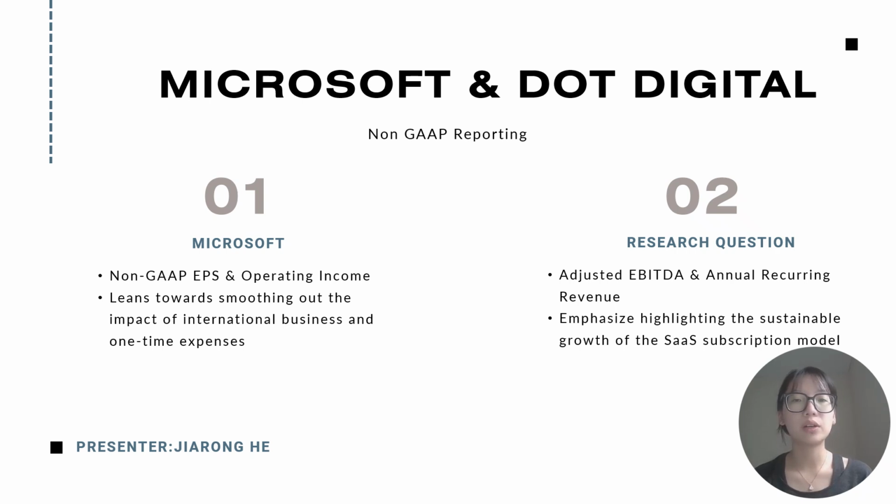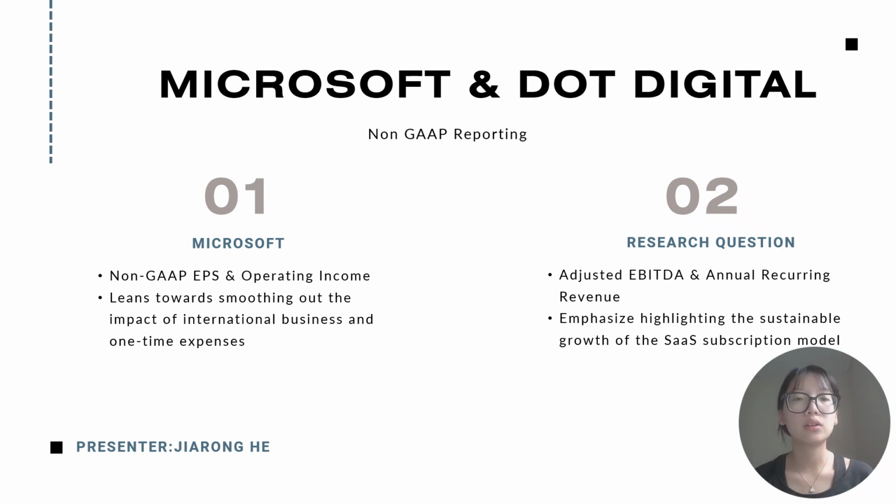Let's start with Microsoft. Microsoft frequently discloses non-GAAP earnings per share and operating income. The purpose of these metrics is to smooth out short-term fluctuations caused by international business acquisitions and restructuring, allowing investors to see a more stable and consistent profit trend.